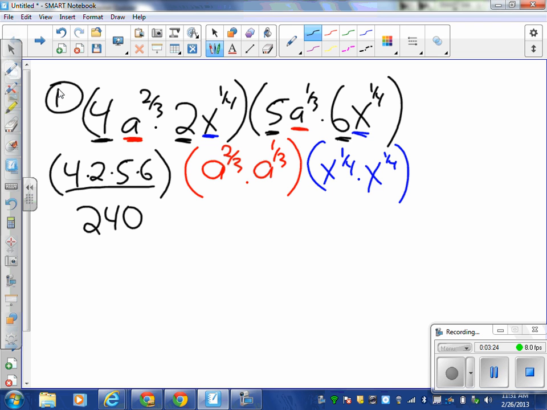Okay, now we can take a look at the letters. What am I doing with the letters? A to the 2/3 power plus 1/3 power. I add those two exponents together because those are the same base. You add those exponents together. The other one is x, 1/4 plus 1/4. So you add the exponents together, where here you multiply.